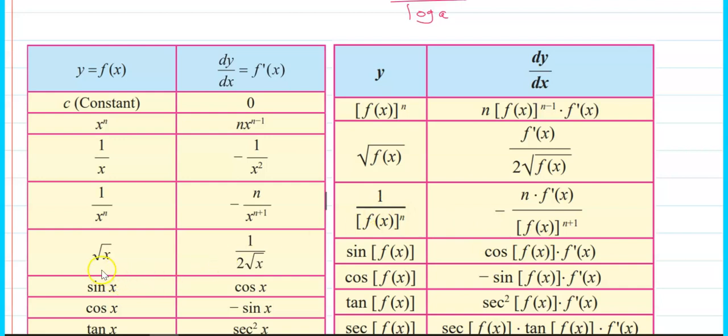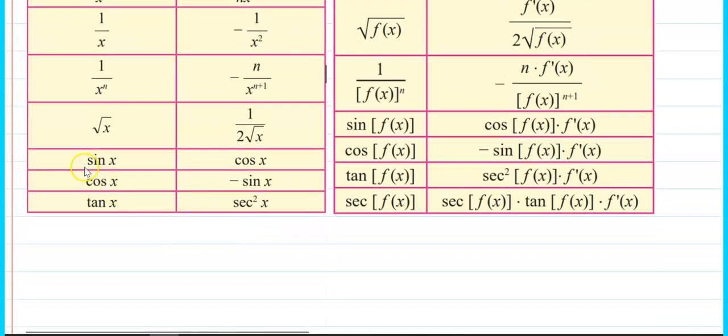Next, the derivative of root x is 1 upon 2 times root x. Again, the derivative of root of f of x is 1 upon 2 times root of f of x into derivative of f of x. Next, the derivative of sin x is cos x, but the derivative of sin of f of x is, similarly, cos of f of x into f dash of x.